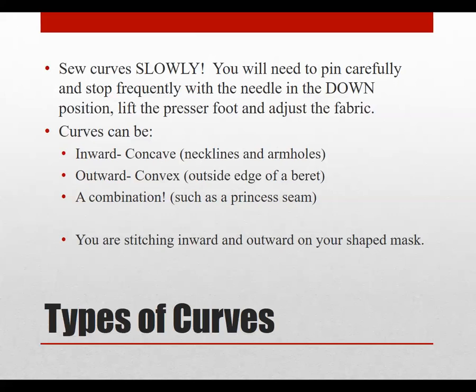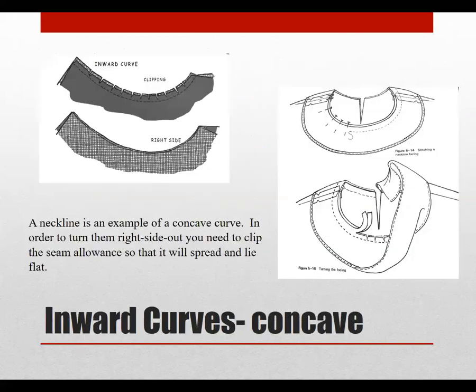If you look at the top of your shaped mask, over the cheeks, you're stitching a concave curve, and over the nose, you're stitching a convex curve. So you have a combination that creates the cheek to the nose to the cheek. And so we're going to talk about that. All right, so let's start with concave curves.